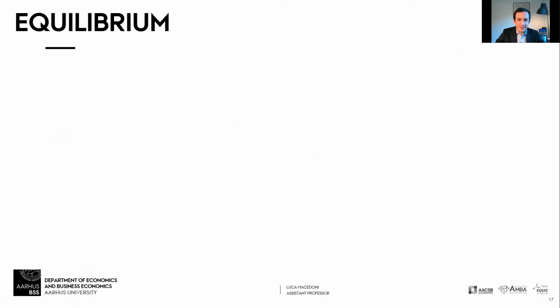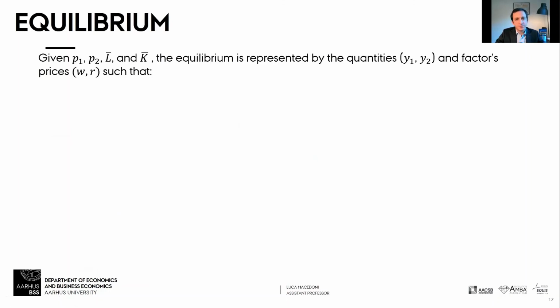Now we can characterize the equilibrium. First, recall here we have a small open economy, so that the prices of final goods, P1 and P2, are taken as given. In the small open economy, we know the factor endowments, those are the fundamentals of the economy. Well, the equilibrium is going to be the quantities produced and consumed, since we're in autarky, and the factor prices, W and R. What are the equilibrium conditions?